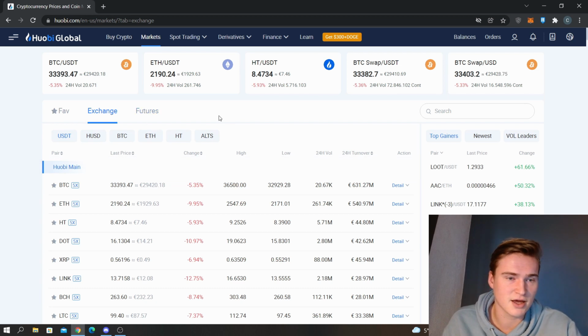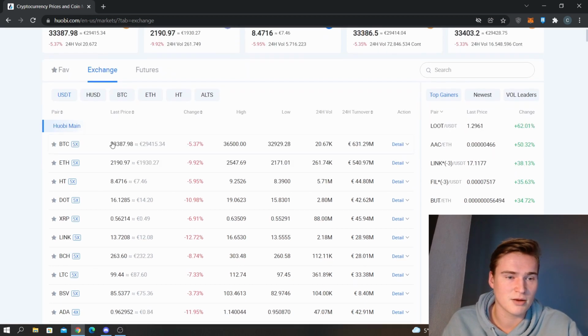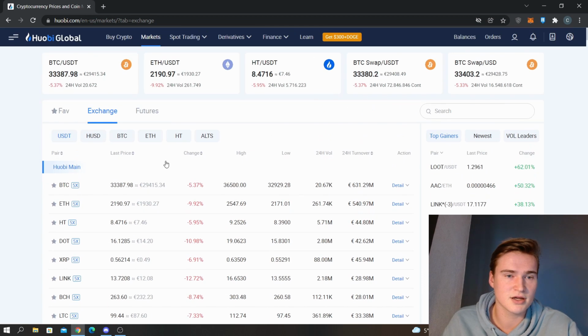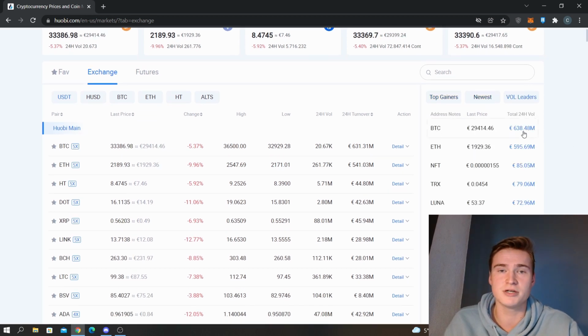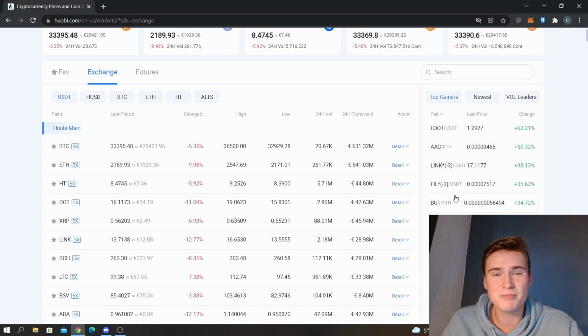So you can see the exchange. Here you can see a lot of the pairs. It's a little bit better to see on the spot trading, but we'll get there in a minute. Here you can also see the top gainers, newest cryptos, and the volume leaders. Volume leaders, of course, most important when you're trading. Top gainers might be a good thing to check out every day, looking at all of the trending cryptos, both in price and in the communities, just to stay updated on the whole market.